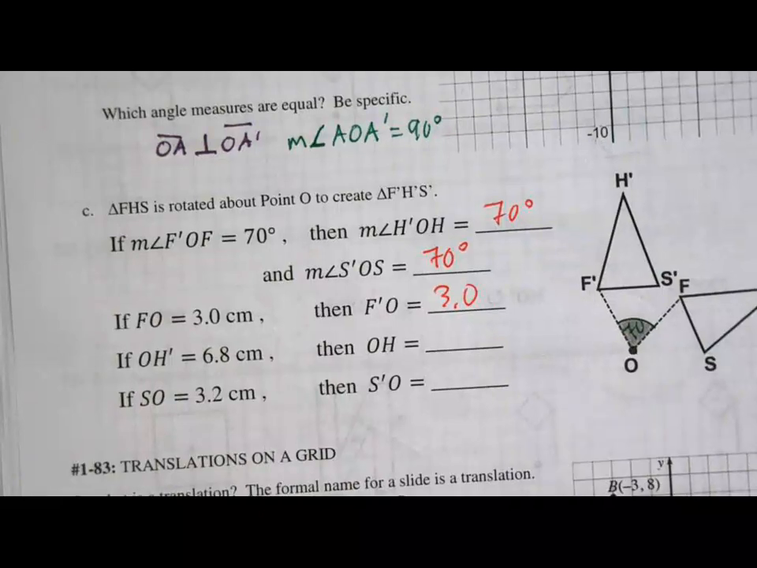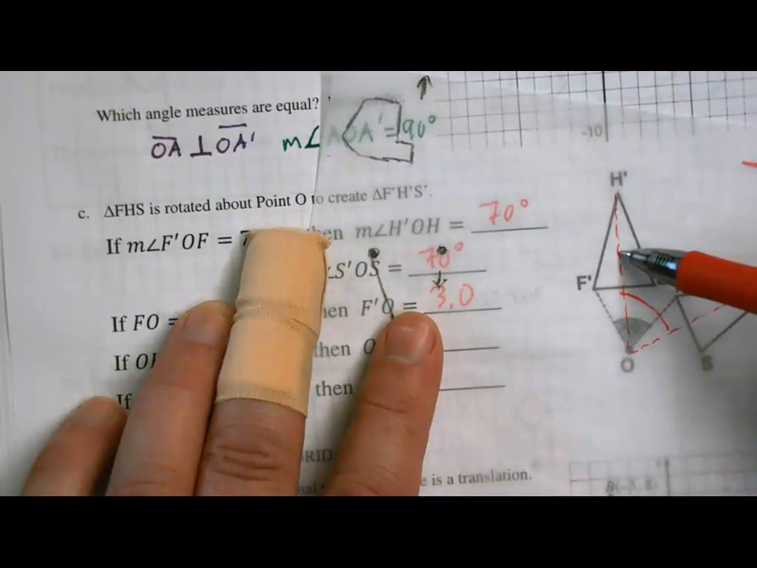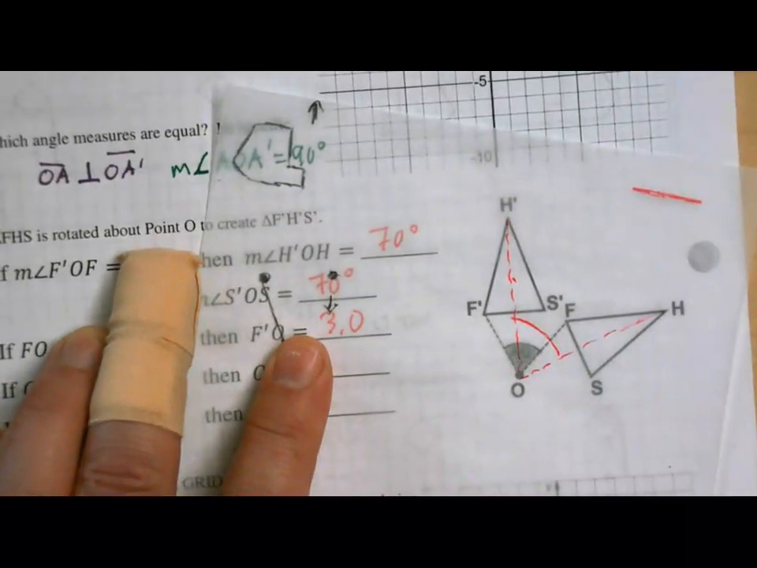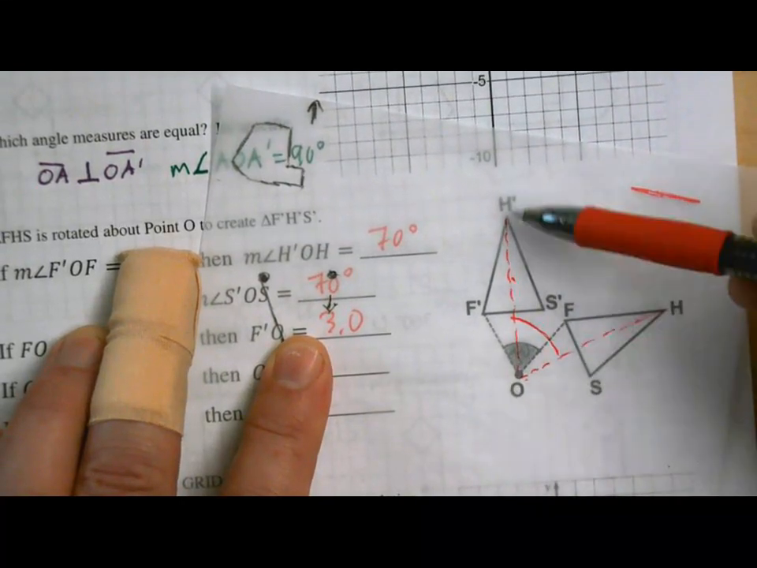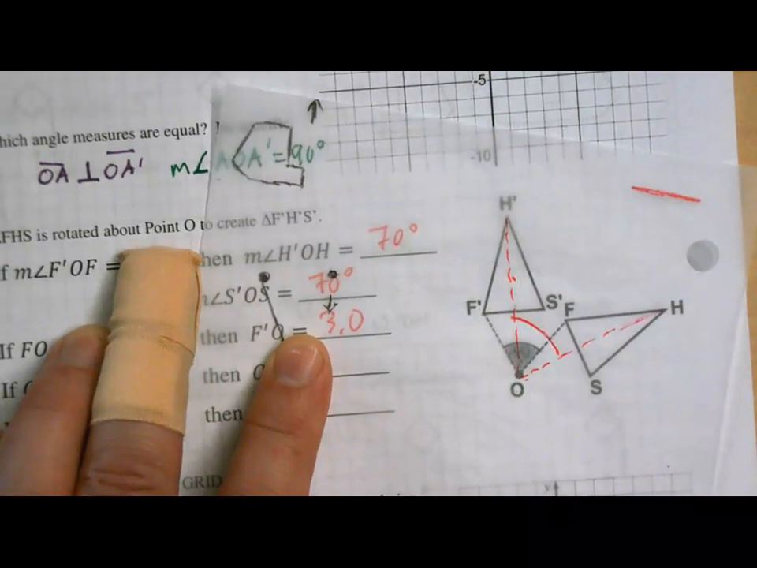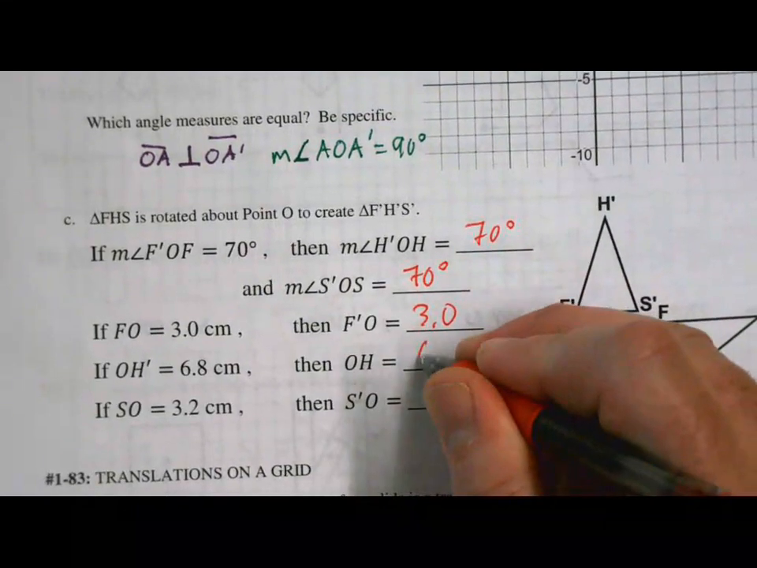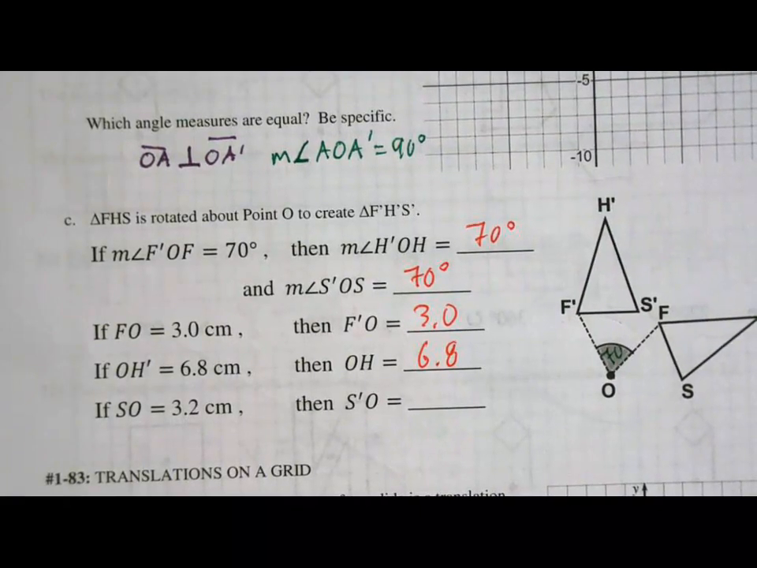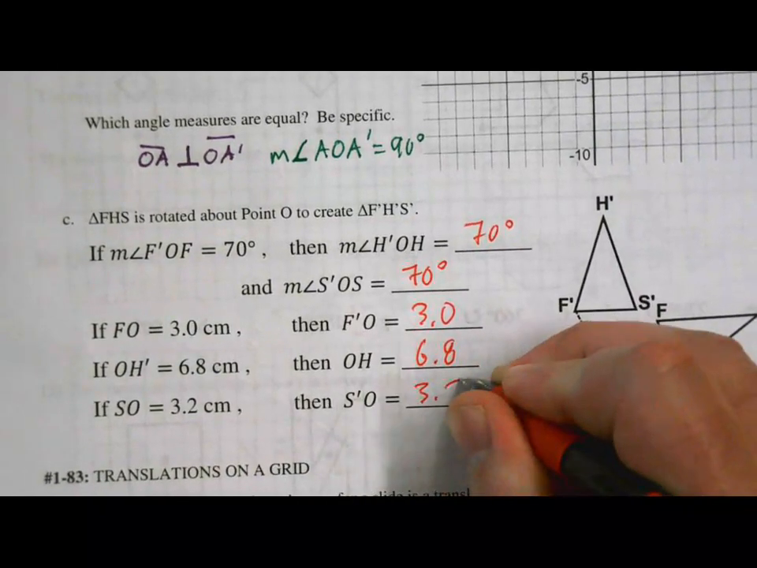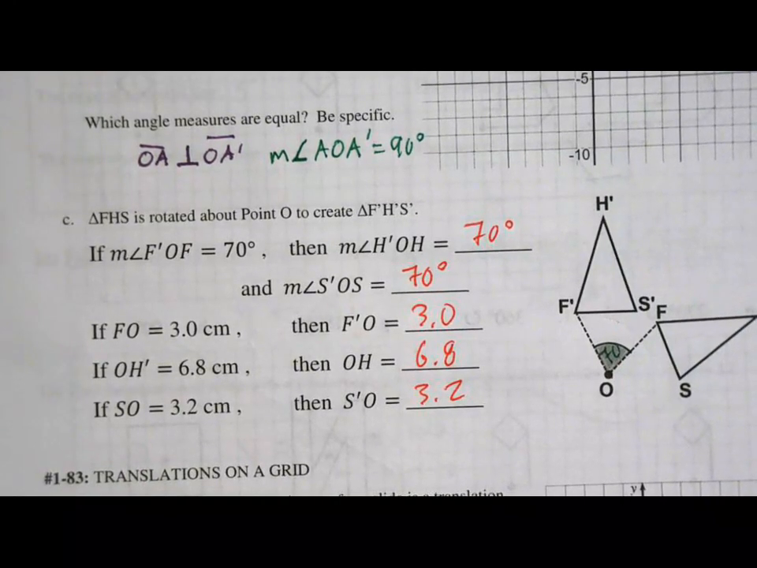So if I were to measure OH, that's this line right here, and I were also to measure OH prime, those are going to be the same also. So if OH prime is 6.8, then OH would also be 6.8. If SO is 3.2, then S prime O is 3.2. All right, any questions there?